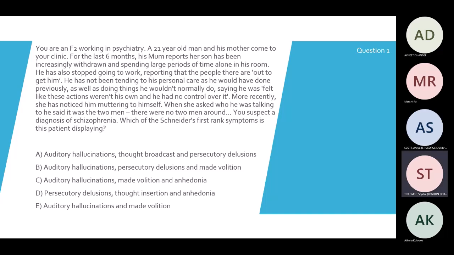So question one, hopefully you guys have now all got the polls up on your phone. So you're an F2 working in psychiatry. A 21-year-old man and his mum come into your clinic. For the last 6 months, his mum reports her son has been increasingly withdrawn, spending large periods of time alone in his room. He's stopped going to work and has reported that there are people who are out to get him. He's not been tending to his personal care, and he's been doing things he wouldn't normally do, saying he felt like these actions weren't his own and he had no control over it. She's also noticed him muttering to himself, and when she asked who he was talking to, he said it was the 2 men, but there were no 2 men around. You suspect a diagnosis of schizophrenia. So which of Schneider's first-rank symptoms is this patient displaying?